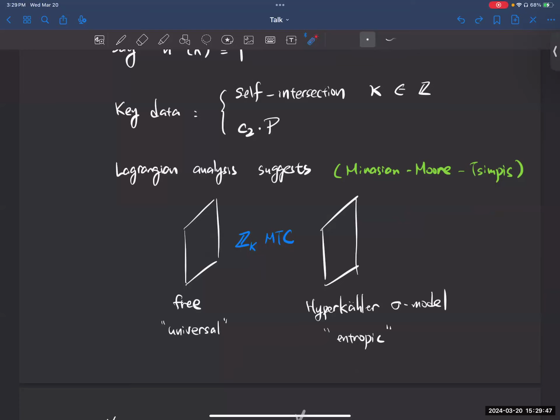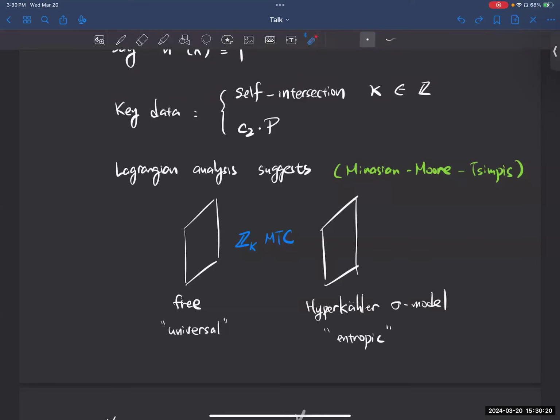This is a theory where I want you to think about it as a 3D TQFT having two boundaries. One boundary is kind of, I wouldn't say boring, but it's free. So it has a bunch of free bosons, free fermions. It's what these gentlemen call the universal part. And this is not a good theory on its own. It's a relative theory, namely it's the boundary of a certain non-trivial MTC, some Z_K MTC in this 3D TQFT. What's interesting is the other side.